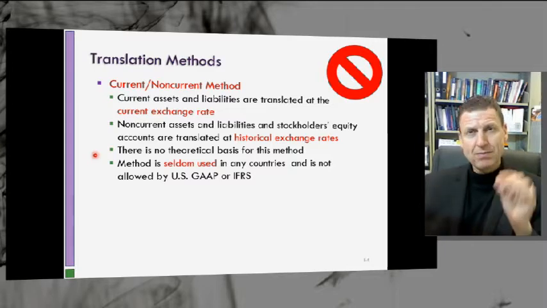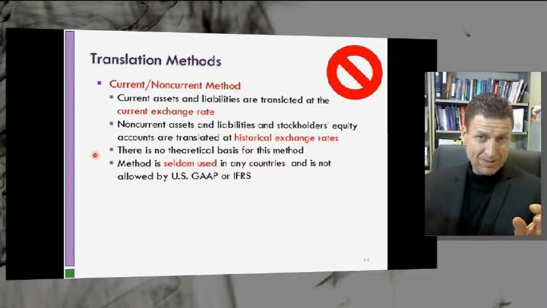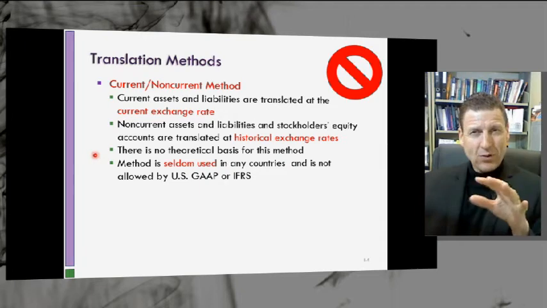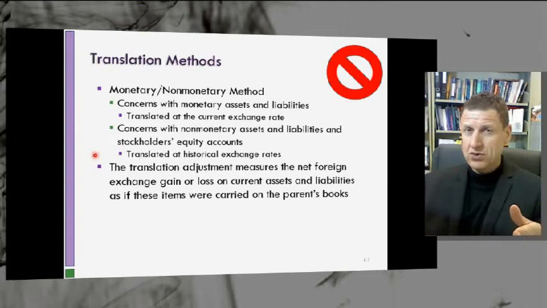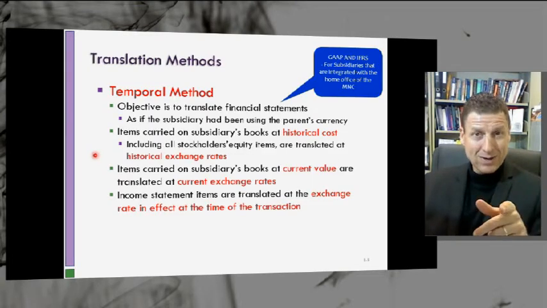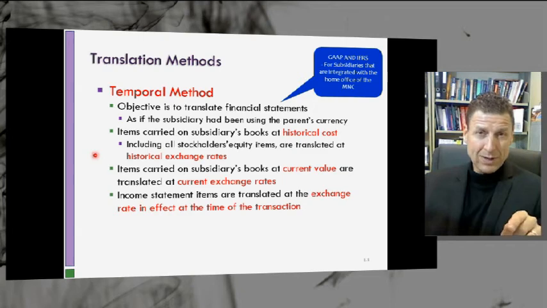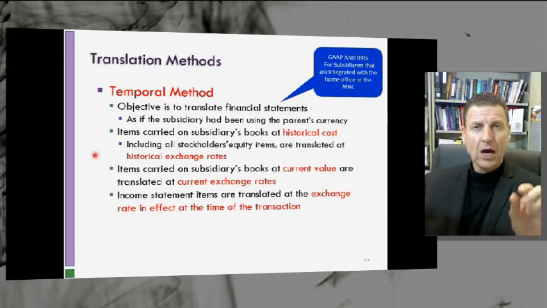There are different translation methods in the Doupnik and Perera textbook, Chapter 8. They talk about 4 methods, but really there's only 2. Here are 2 methods here. I've got a big no-no on this, so let's pass over this, shall we? There's a monetary, non-monetary method. We'll pass over that. This is the one we want to look at, temporal method. Why? It's the most popular method, and I'll explain why in a minute. The GAAP and IFRS, they really require the temporal method when your subsidiary is integrated with the home activities, with the home office of the multinational.